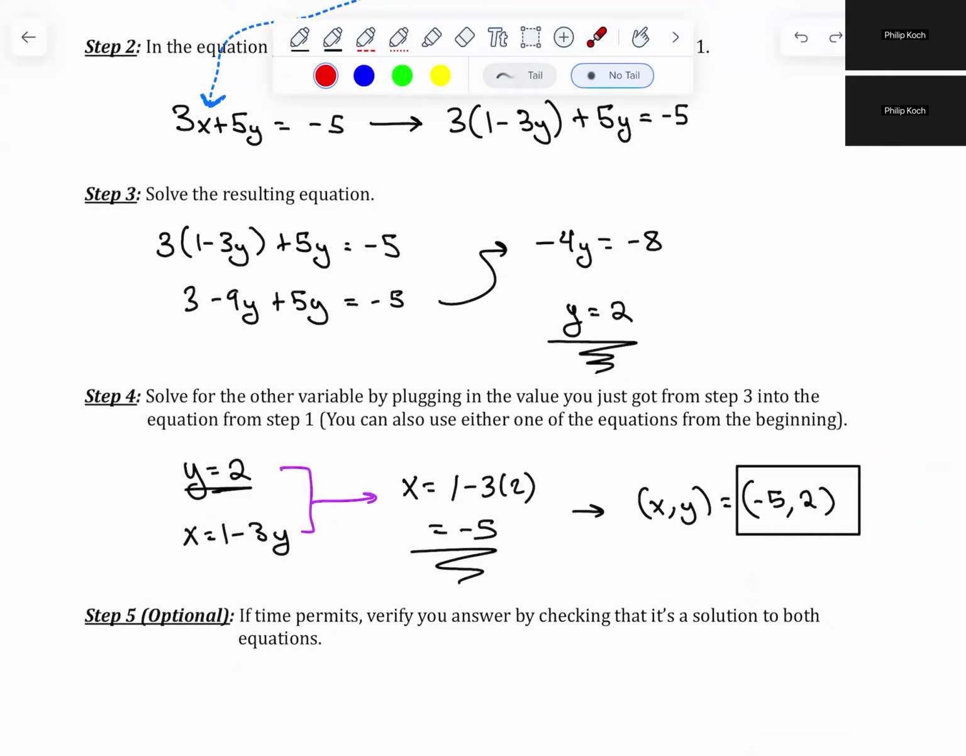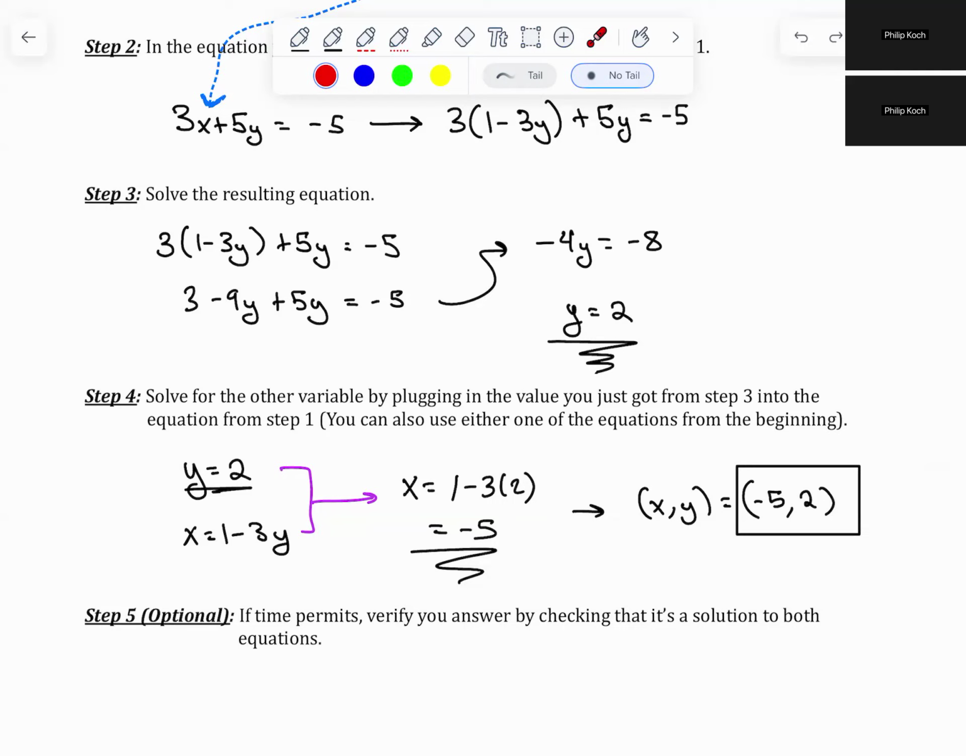What was I going to say? Now, a couple things. So I've underlined both of my solutions because the answer isn't x equals -5, y equals 2. The answer is an ordered pair. The solution to a system is an ordered triple, ordered quadruple, whatever it may be. But it's always going to be a point in 2 space, 3 space, 4 space, whatever it may be.